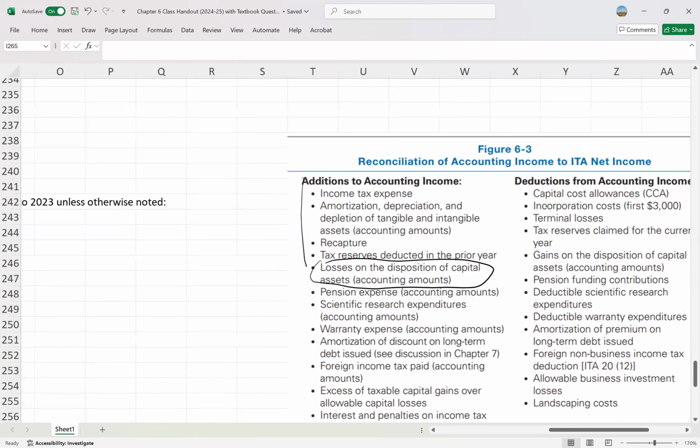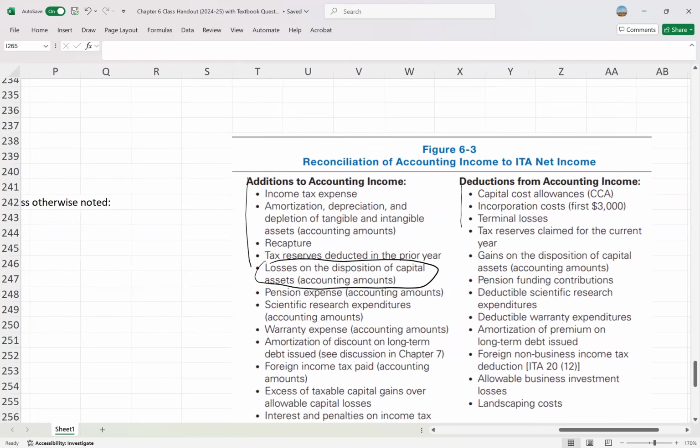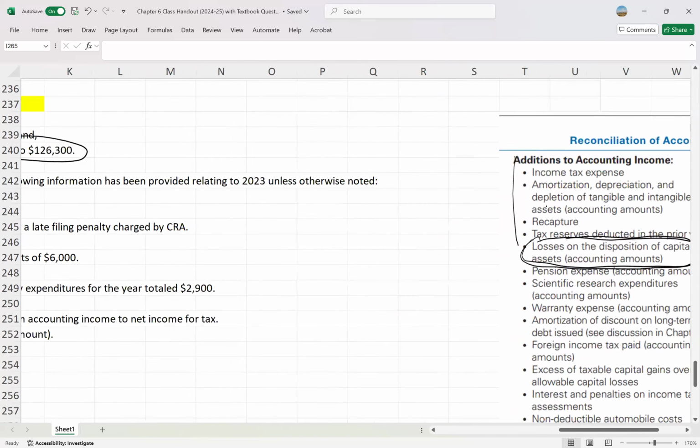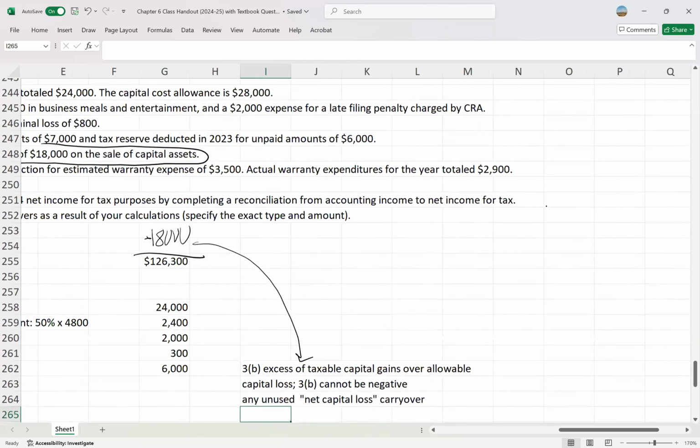Now, if we had an accounting gain, we would have to remove all of that accounting gain because once again, only 50% would be taxable. So any accounting losses and accounting gains have to be removed. We have an accounting loss, and in order to remove it, we have to add it back. If we have an accounting gain that was included in net income for accounting purposes, we have to remove it by deducting it. So let's remove the loss by adding it back.